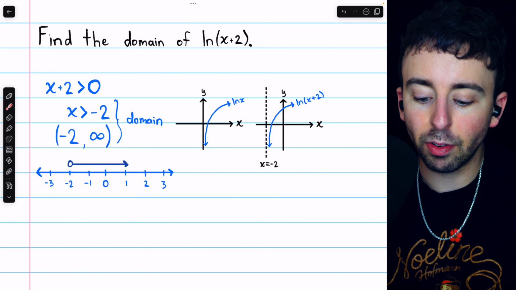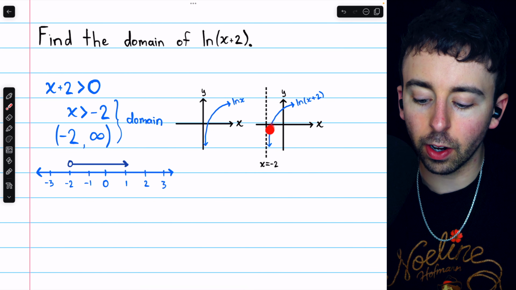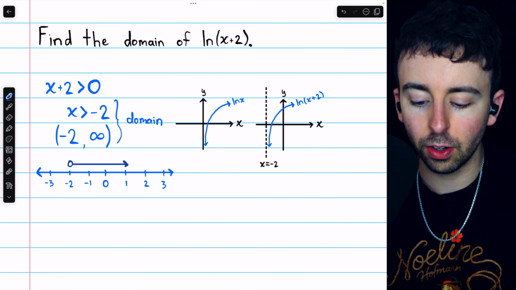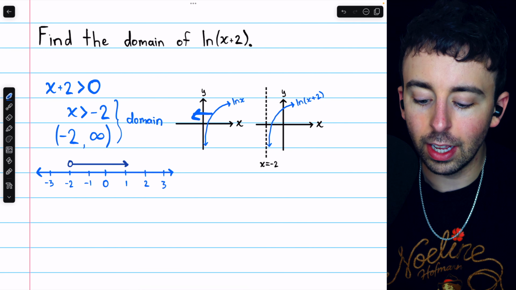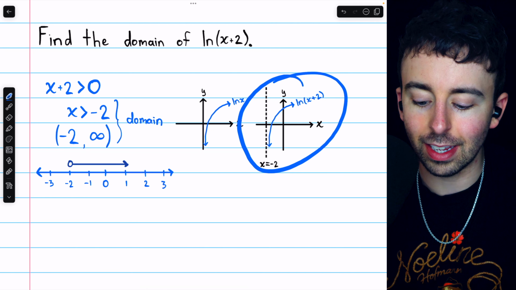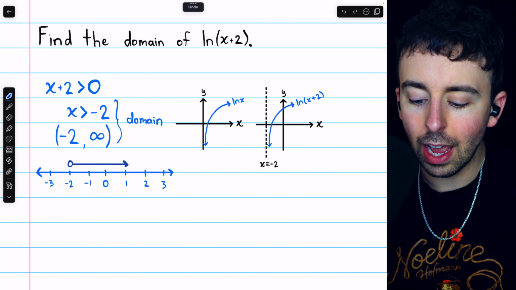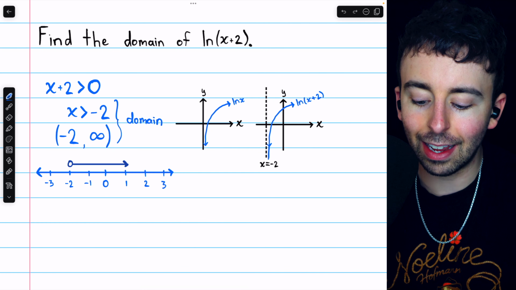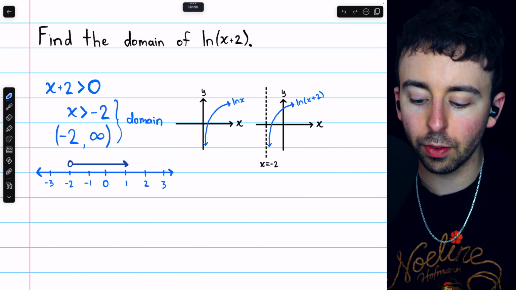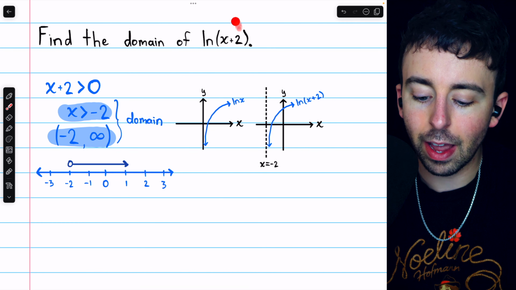And here's a quick graph of the function. This is the natural log of x, and then this is our function, the natural log of x plus 2. Having that plus 2 inside shifts the function 2 spots to the left, which we see here. You can see that we can't plug in x equals negative 2, and we can't plug in anything less than that either. X strictly has to be greater than negative 2 for the function to be defined. So that's the domain of the natural log of x plus 2.